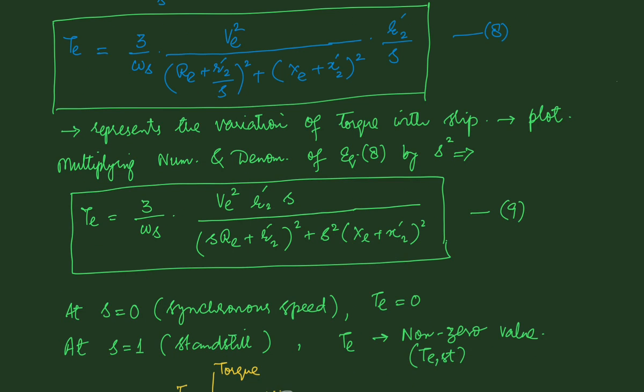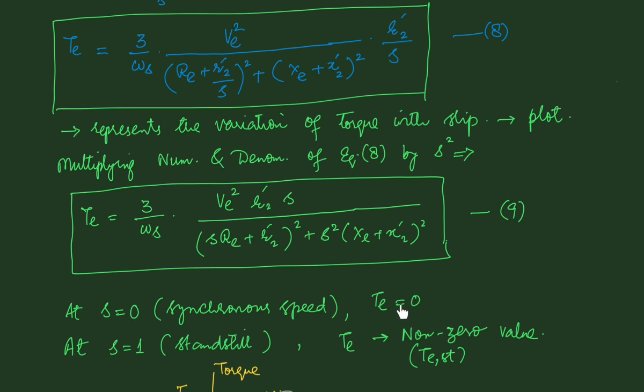If we multiply the numerator and denominator of equation 8 by s square, we can write the torque slip equation also as: 3 upon omega s into VE square into R2 prime into s divided by (sRE plus R2 prime) whole square plus s square times (XE plus X2 prime) whole square. Now we can see that if we calculate the torque at synchronous speed, the value of slip is equal to 0, the torque is equal to 0.